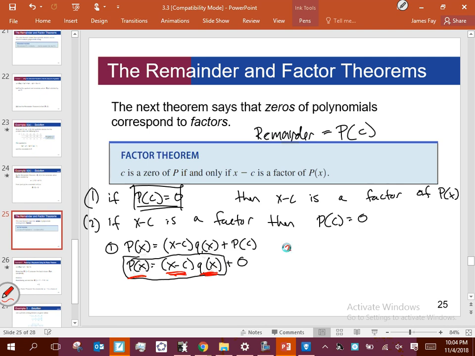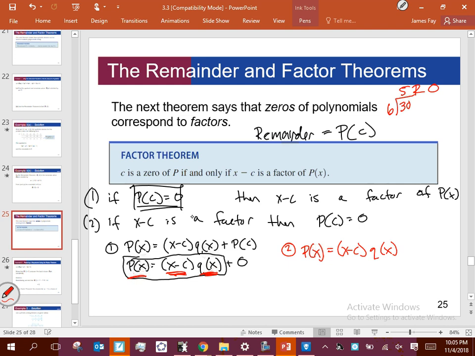Now, the second part of the theorem is if x minus C is a factor, then P of C equals 0. So let's go ahead and do that. If x minus C is a factor, that means that we have no remainder. Think back to 30 divided by 6. It gives me 5. That means 5 is a factor of 30, and so is 6. Look at the remainder: it's 0. So P of x is equal to x minus C times my quotient Q of x.